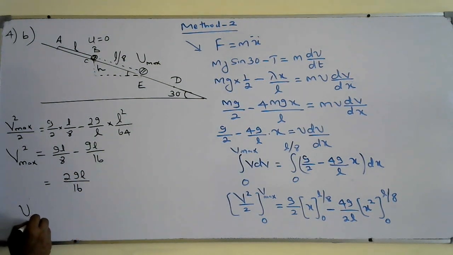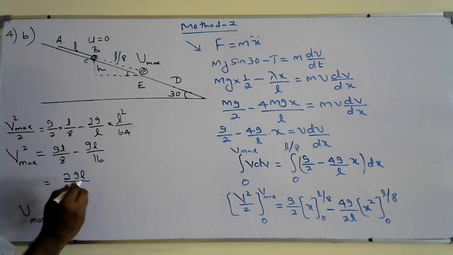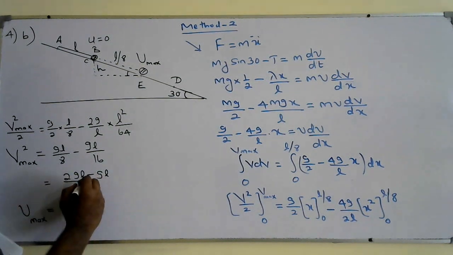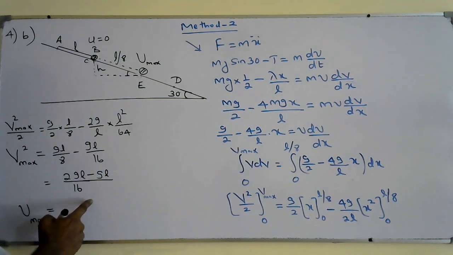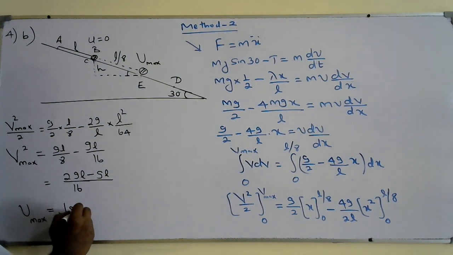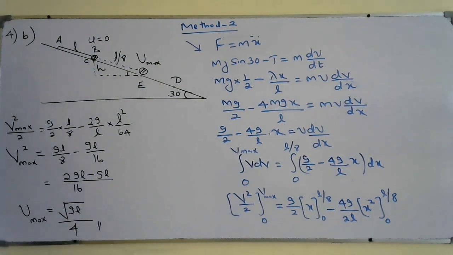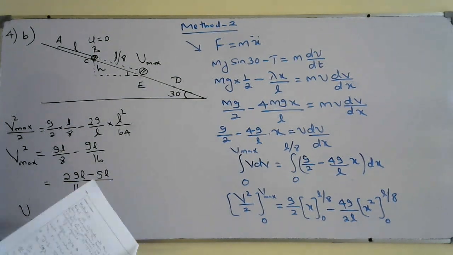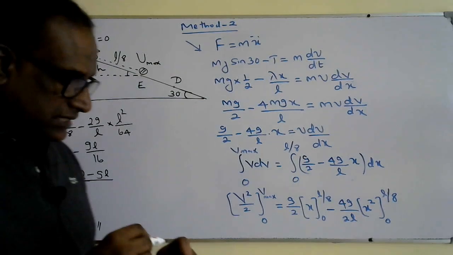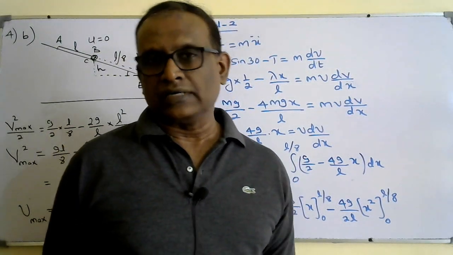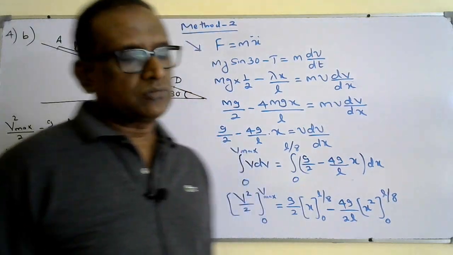So V max equals, the same answer we are getting, the square root of GL over 16, so square root of GL over 4. That's the final answer. You can put the units here; the units are given in the question for mass, but units are not given for L, but anyway you can leave it. So that's the final answer. Either way, you can follow energy equations or Newton's second law.